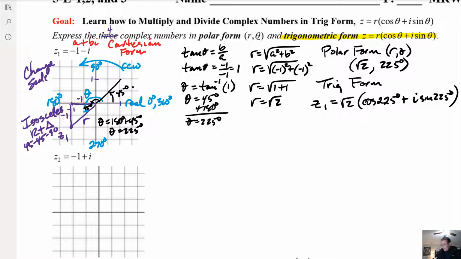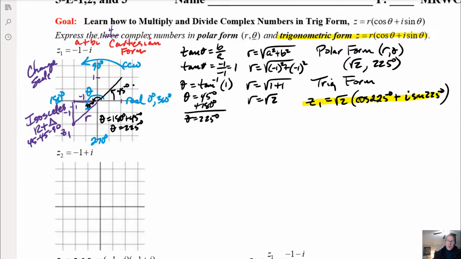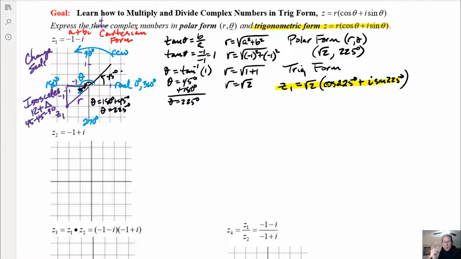Okay? All right. So now let's highlight this. That's my first main result. Okay? We need to do this for all 4 complex numbers. So here we go. Let's do it again. Okay, so for z2, -1 plus i, that's graphed as -1 comma 1. So left 1, up 1. So there's z2. Now we're in quadrant 2.